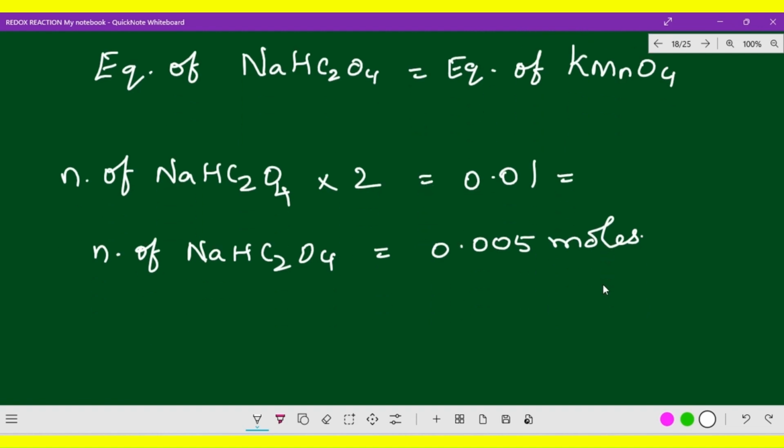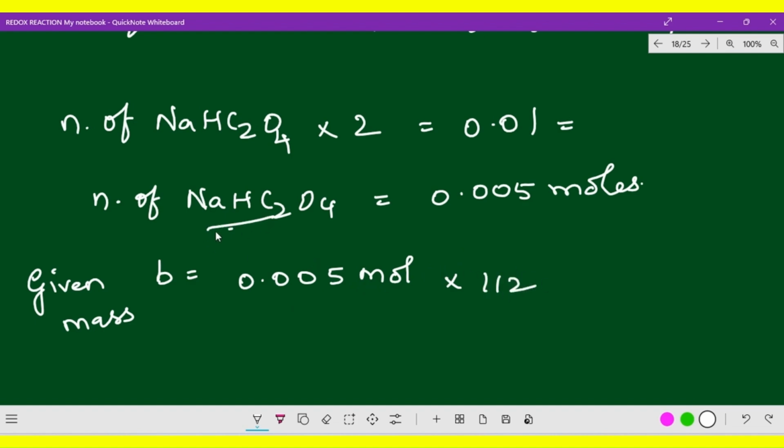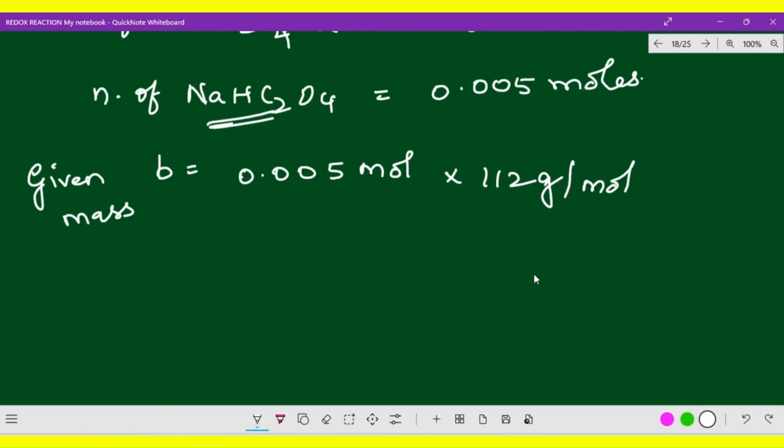Right? Okay, now here, so this is B. B equal to 0.005 mole into the given mass. We are finding out now the given mass. So here number of moles 0.005 into 112 gram per mole. Right, now how much are you getting here? You will be getting 0.56 gram.